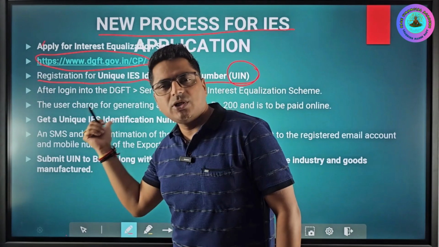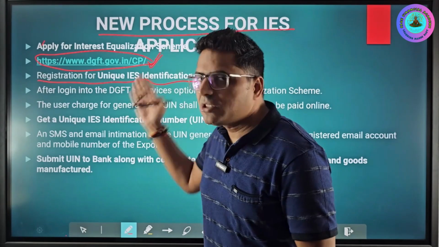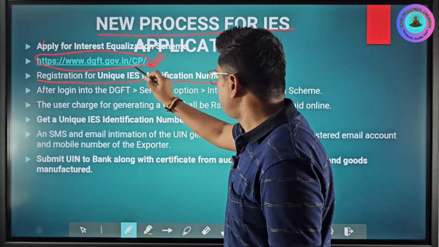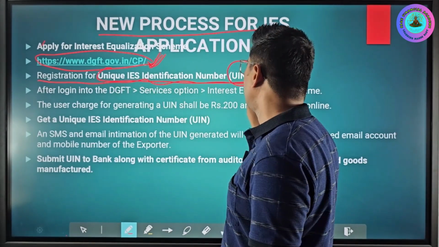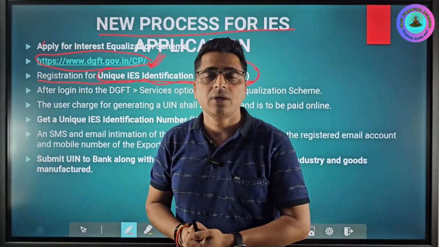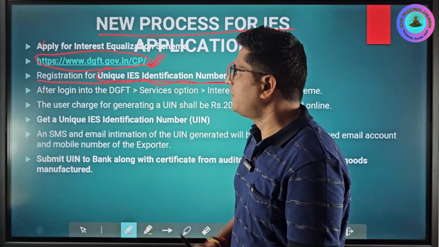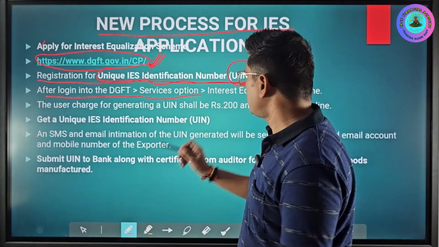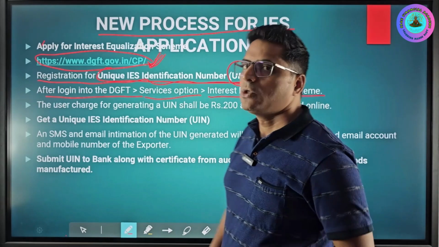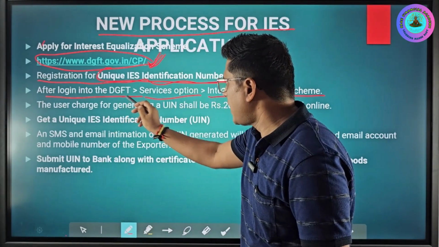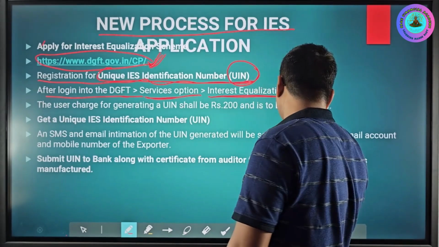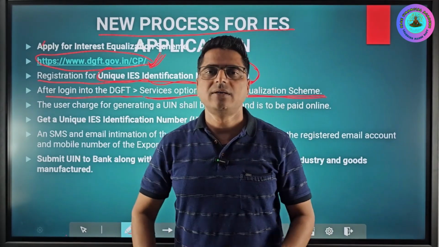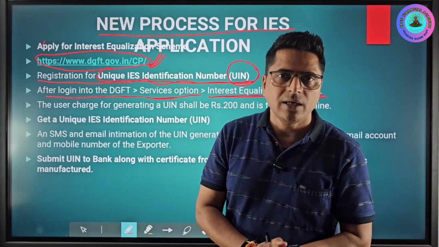First you need to visit the DGFT site and register your entity on that site, and that is called the UIN, meaning unique IC identification number. That is a must. If you want to avail that benefit, you must register yourself on the DGFT site. After logging in, select the service option and then the interest equalization scheme. After selecting that, fill in whatever details are required, and submit the documents asked for by the DGFT site.